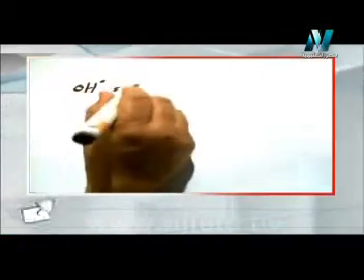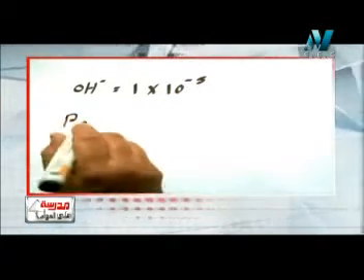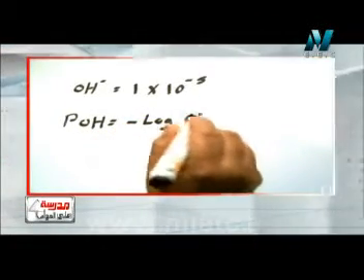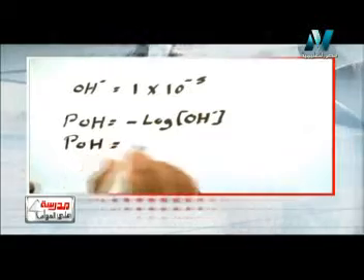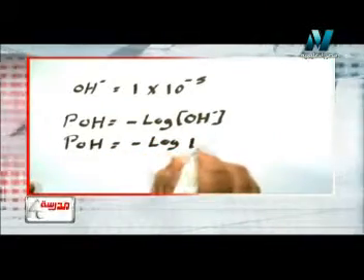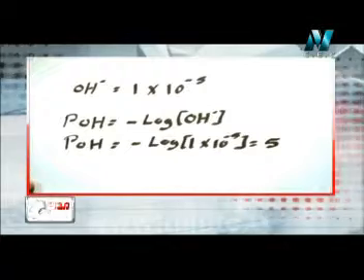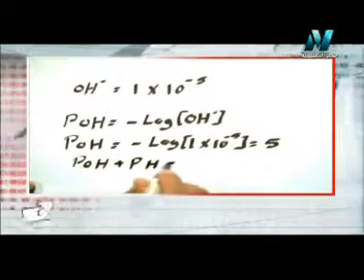The next one: the OH concentration is 1 times 10 to the power negative 5. By the way, the pOH value equals negative log of the concentration of OH negative ion. So pOH equals negative log of 1 times 10 to the power negative 5, and this equals 5. And take care, pOH plus pH equals 14.